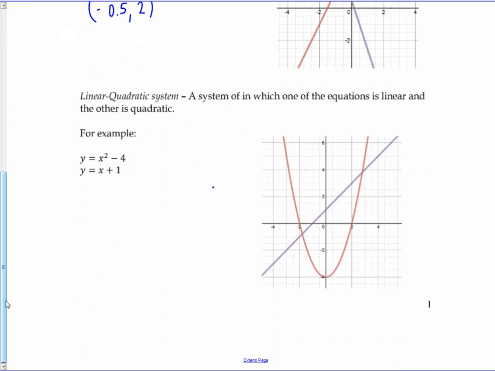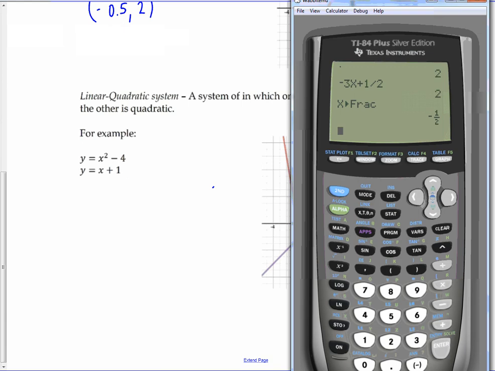Then we have, which we're going to spend a lot of time on, linear-quadratic systems. And linear-quadratic systems often have two intersection points. Okay, so let's graph them and find them. We have y equals, we'll clear this, x squared minus 4, and x plus 1. Okay, so if I want to find the intersection, and there's two of them, you have to move your cursor. Second, trace 5. So once you get to this point, you have to move the cursor only one time. And then you can push enter 3 times.